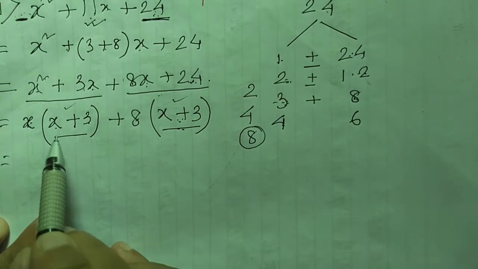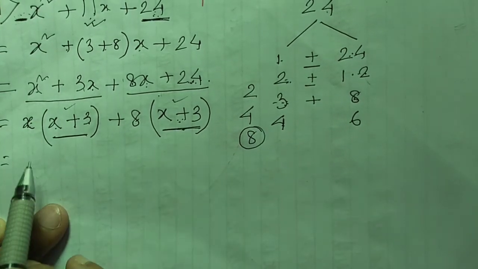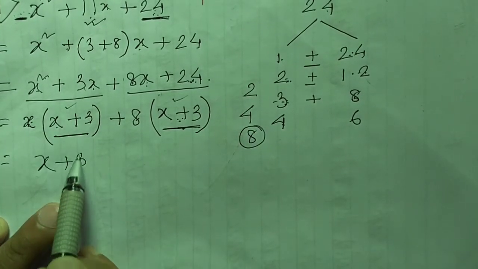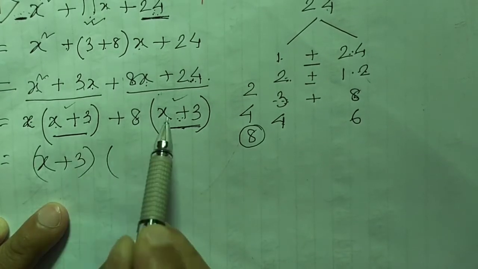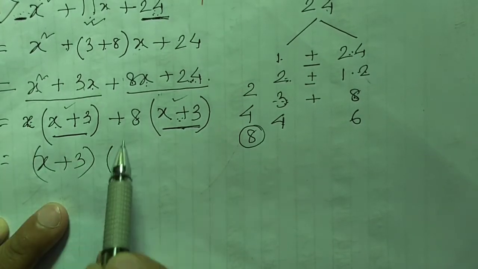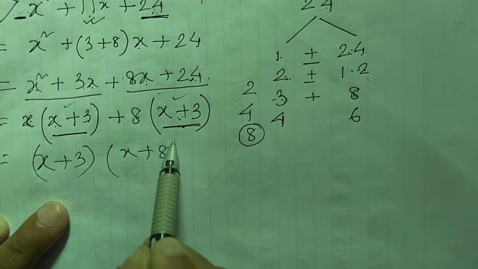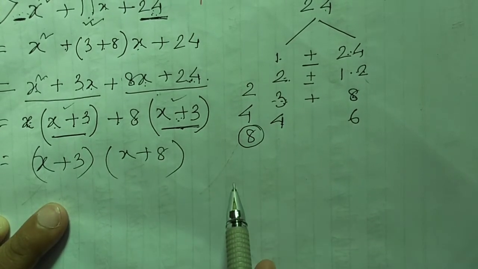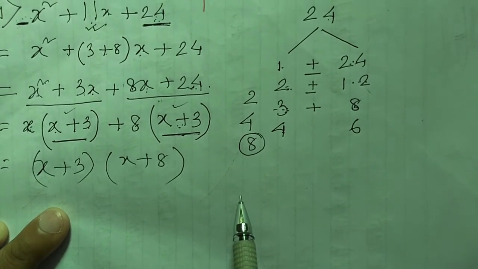Now, which portions are same? X plus 3, x plus 3. Take x plus 3 common here. Now, what is left? X plus 8. Finished. This is called middle term factor.